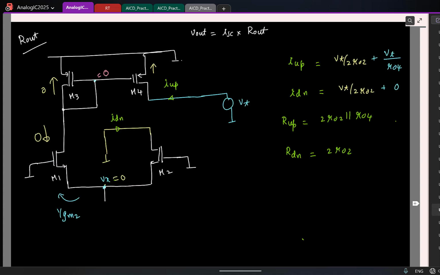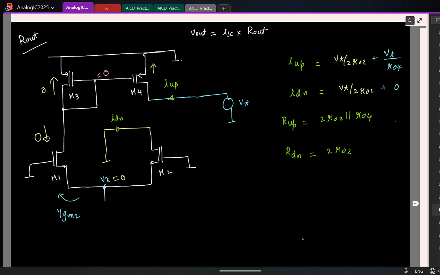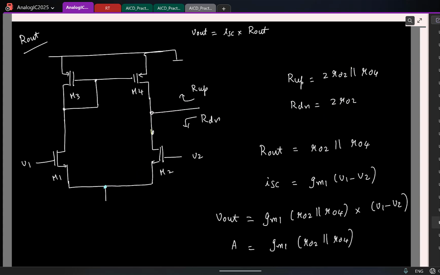So let's continue with our summary. For the amplifier, we computed the output resistance. The final output resistance was simply the parallel combination of R0 of M2 and M4. But this doesn't mean that the looking-down resistance is R0 of this transistor. In particular, we saw this was actually 2 times R0 of M2. But the final result is nice to remember.